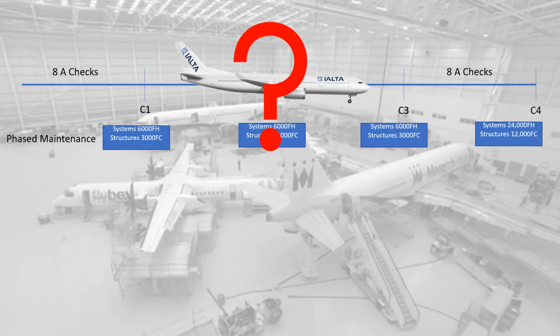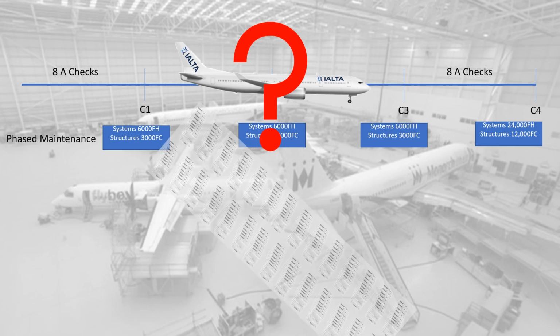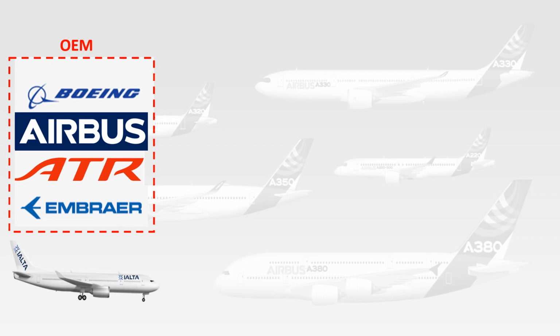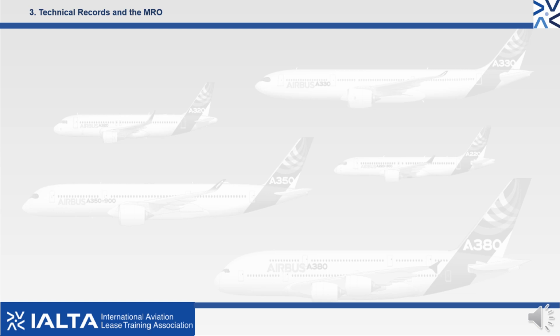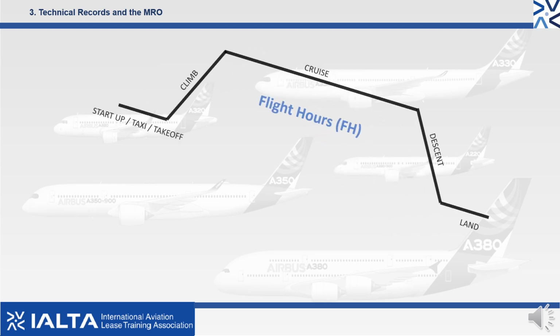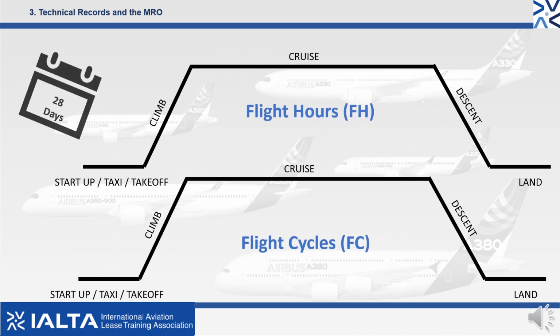At this stage, an obvious question might be, what determines the maintenance schedule and what governs the maintenance tasks? The answer is the OEM, or Original Equipment Manufacturer. They issue a list of maintenance tasks which must be performed in order to ensure the aircraft is maintained in a state of airworthiness. The list of tasks is called the MPD, or Maintenance Planning Document. The MPD tasks are controlled at intervals of flight hours, flight cycles, and calendar time.